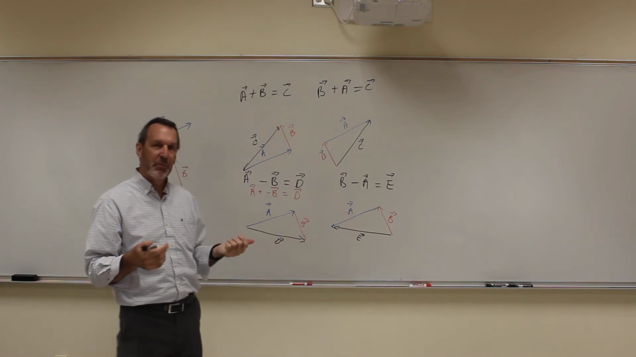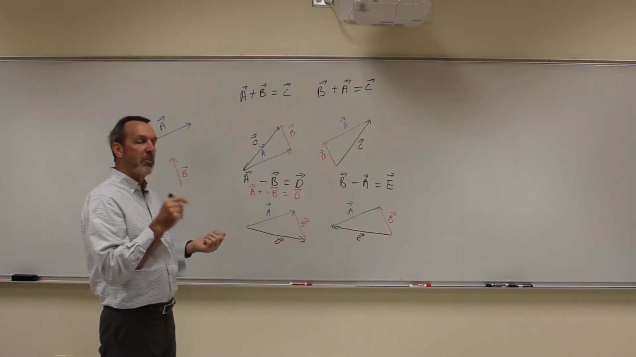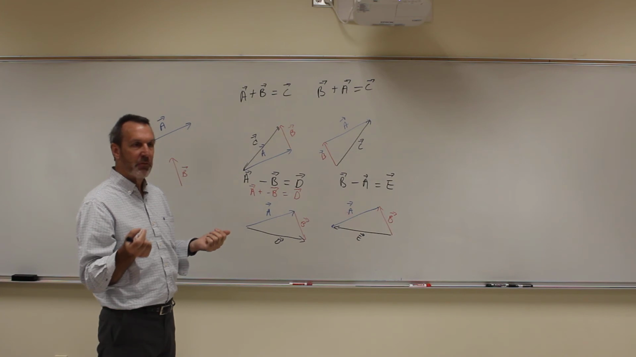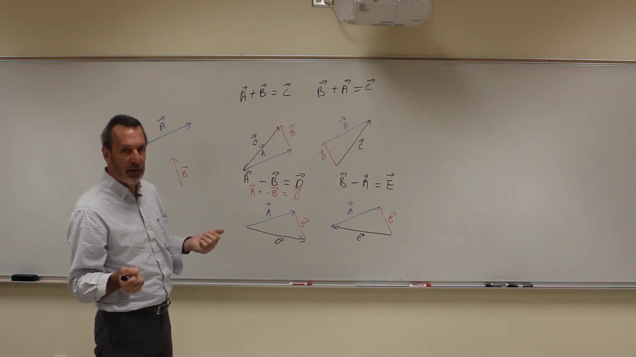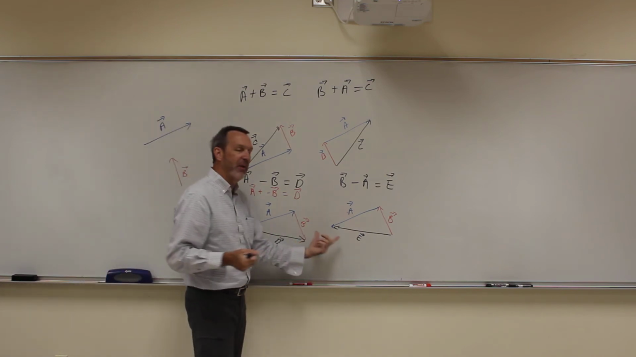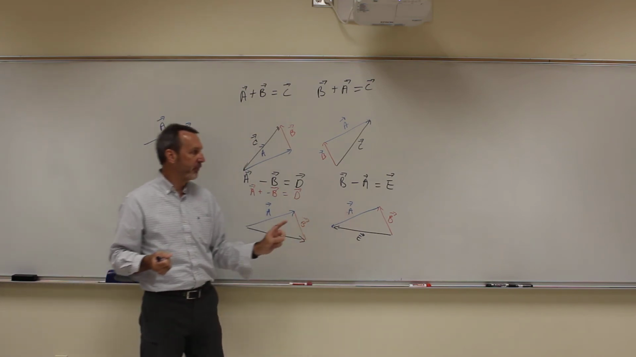Same thing if you want to think about it, just arithmetic. If I do 4 minus 2, I get positive 2. But if I do 2 minus 4, I get negative 2. So all I've done is flip the sign. And in the case of vectors, flipping the sign means flipping the direction.